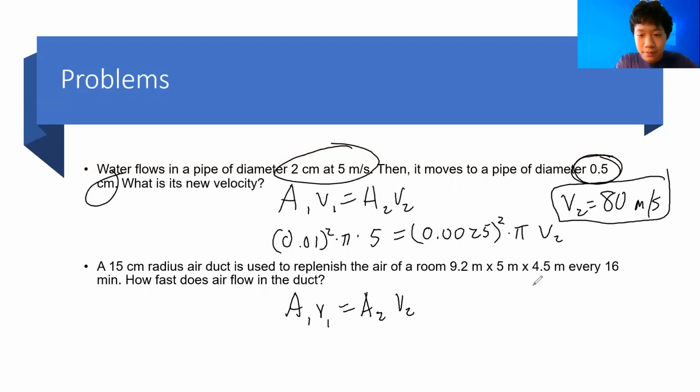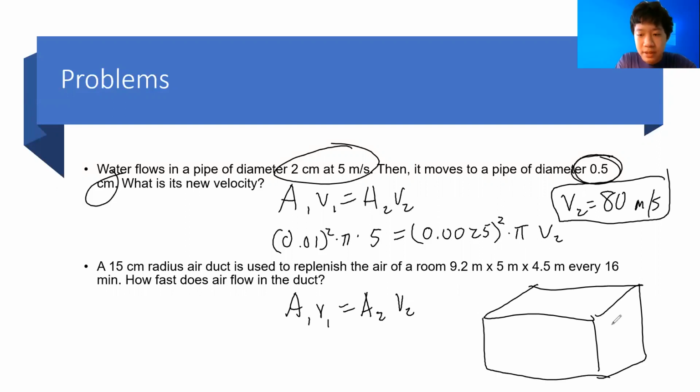Well, if we draw out the room, it's going to be kind of like a rectangular prism, 5 by 4.5 by 9.2. Let's say the air has to go through this way. We can visualize this room as almost like a pipe, and the air is going really, really slowly through this pipe. So in the case of the room, the area here is the cross-sectional area, 5 times 4.5.